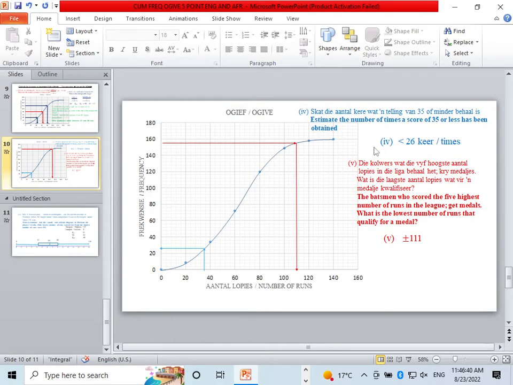Estimate the number of times a score of 35 or less has been obtained. So you go and look where's 35 scores. There's 35. How many times? It's an estimate, it's 27.